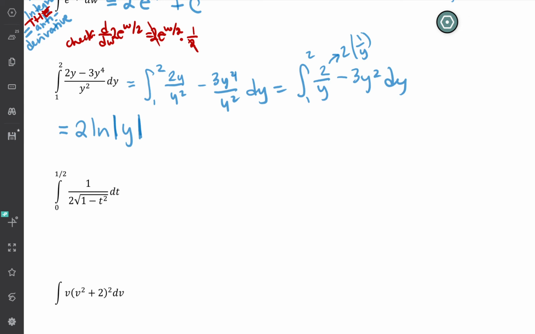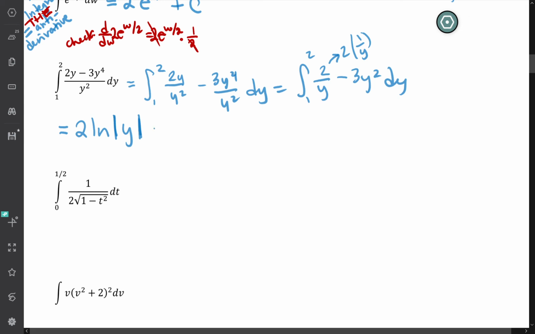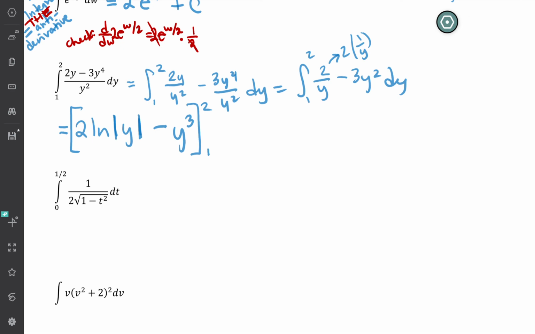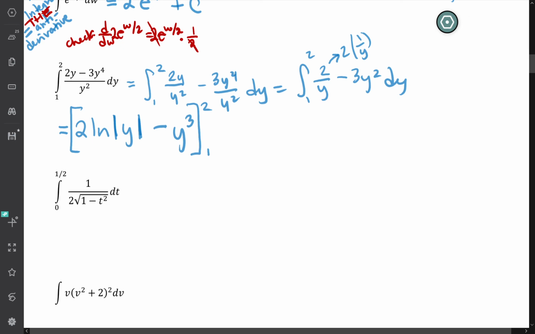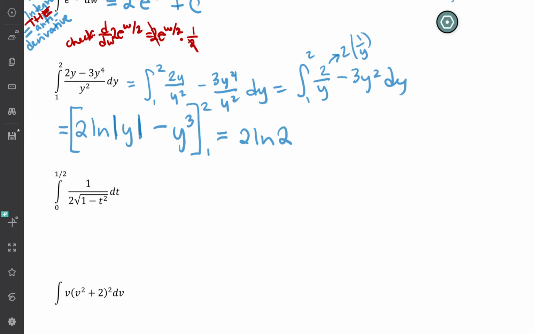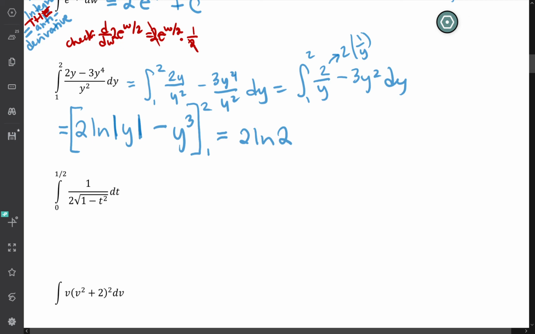Okay, and then the antiderivative of negative 3y squared is just going to be negative y cubed. And then I want to use my evaluate notation, a little differently. I'm going to bracket it off so that it's clear that I need to evaluate the natural log as well as the y cubed. So, all said and done, I get 2 times the natural log of 2. You can write in the absolute values, but they're completely unnecessary at this point because 2 is positive. Minus 2 cubed, which is 8.